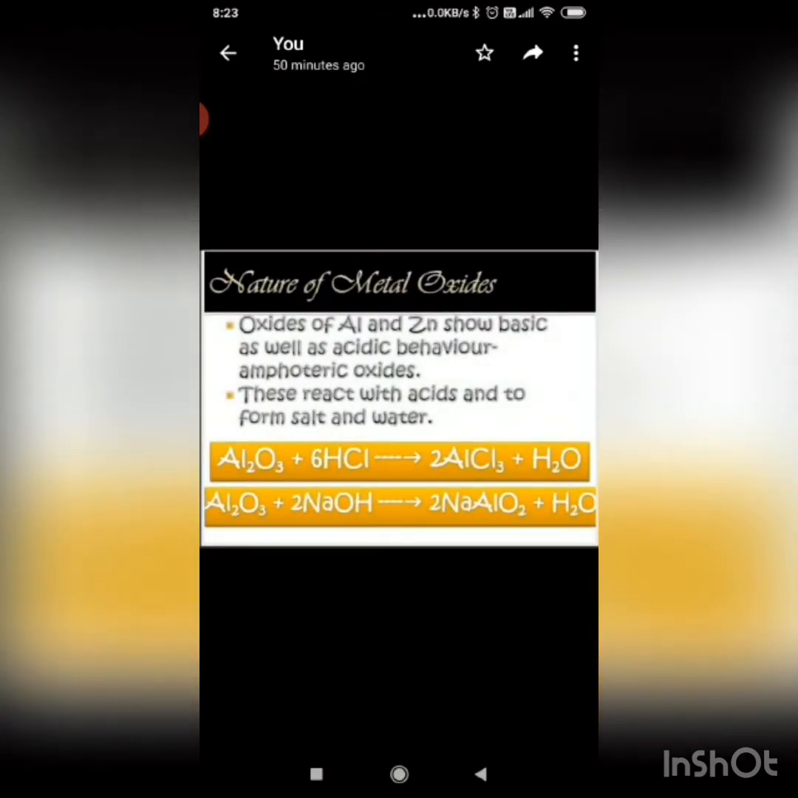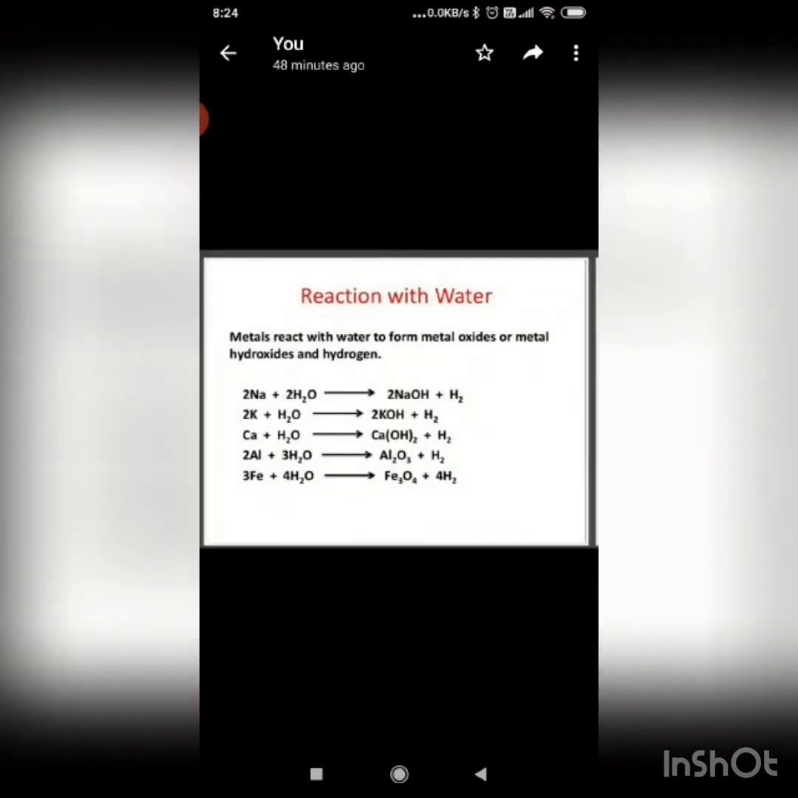Oxides of aluminum and zinc show both acidic as well as basic behavior, and they are known as amphoteric oxides. These react with acids and they form salts and water. So how do metals react with water?